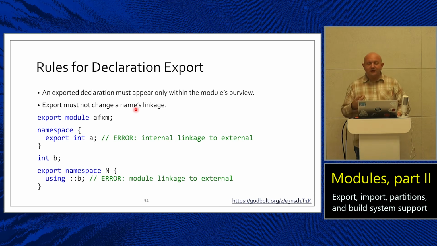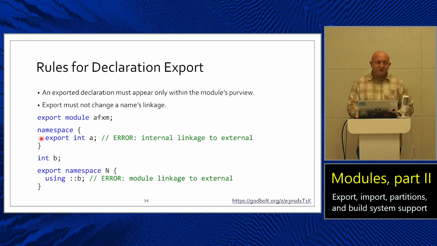The same goes for any entity that has module linkage. Once something is introduced inside the purview without being exported, it automatically gets module linkage, and you can't later promote it by exporting the namespace or re-exporting it indirectly. So in short, you can't change linkage by exporting. If something started out internal or module local, it stays this way. At first, this might feel restrictive.